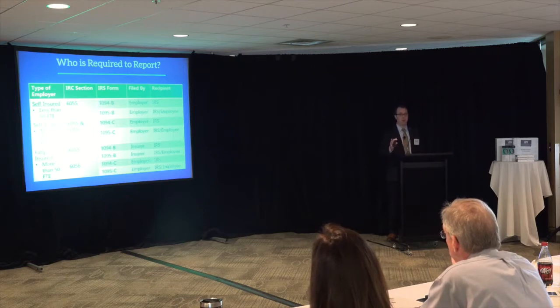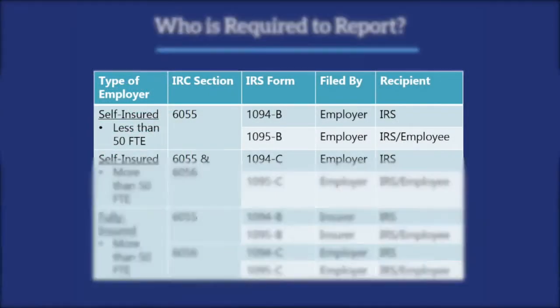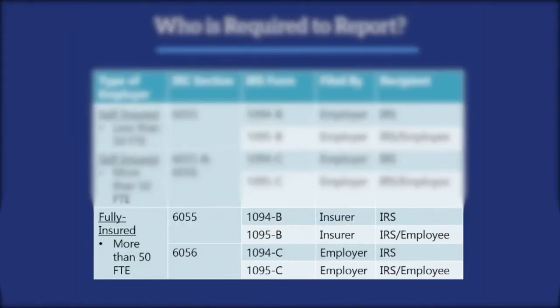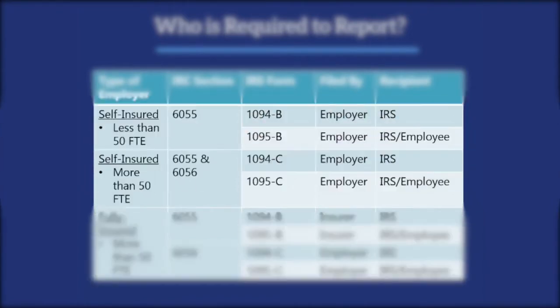Just a few kind of key takeaways as you're looking at this. Again, for fully insured employers, you're only responsible for 6056 reporting, and this involves the C forms. For self-funded employers, you're responsible for both 6055 and 6056, but those who are large employers are permitted to do combined reporting with the C forms.